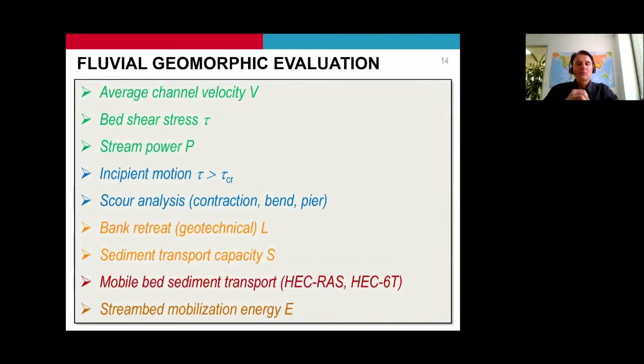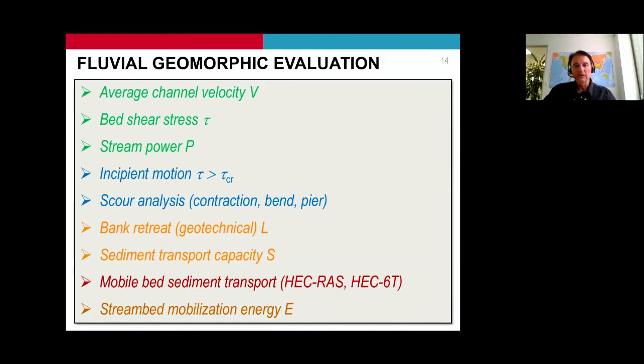Now, when we talk about fluvial geomorphic evaluation, there are several techniques to evaluate potential fluvial impacts in streams. I'm trying to use the color coding here to signify the level of complexity and cost with each method. For example, you can use a hydraulic model to determine average channel velocity, bed shear stress, and corresponding stream power for any cross-section and any flow. These are straightforward and depend on availability of a HEC-RAS model.